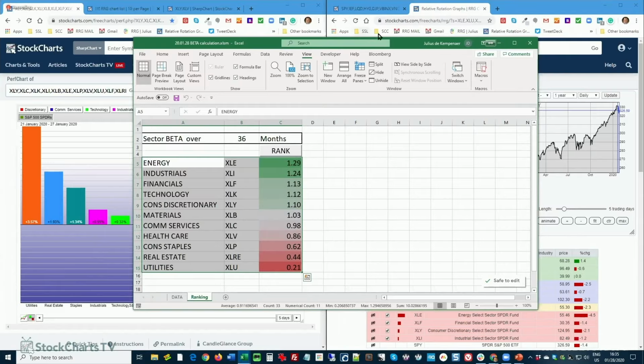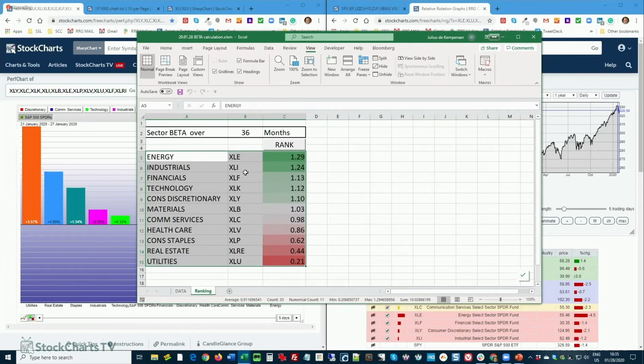And you can see that the 36-month beta is in this order, with energy being the highest risk.